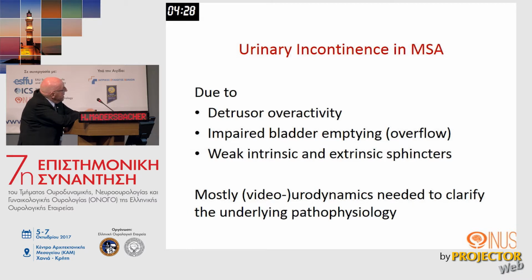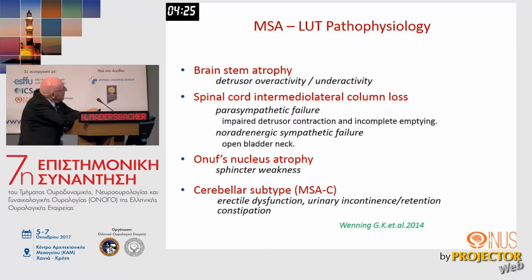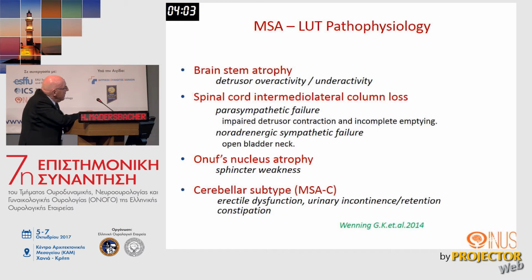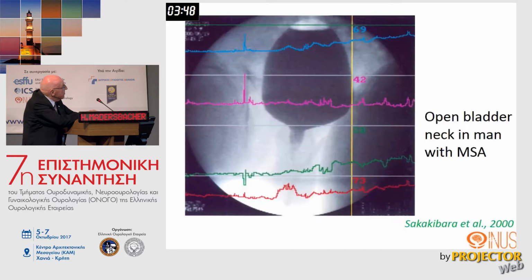Urinary incontinence in MSA may be, let's go here. This is the underlying pathophysiology. You have brainstem atrophy causing detrusor overactivity or underactivity. You have spinal cord intermediolateral columns loss with parasympathetic failure, impaired detrusor contraction, incomplete emptying. You have noradrenergic sympathetic failure, an open bladder neck, as you see it here, very characteristically. You have then sphincter weakness, and there is also a cerebral subtype of MSA with erectile dysfunction, urinary incontinence, retention, constipation.